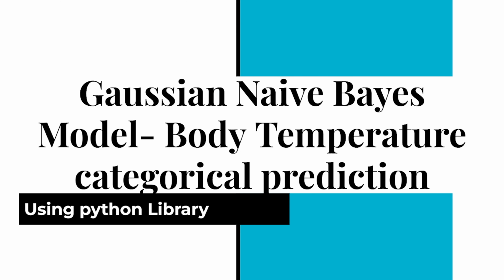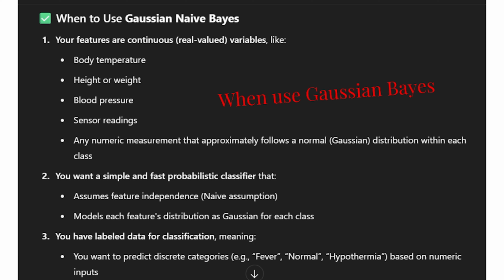Today we are going to learn about the Naive Bayes algorithm. This is another category provided by the Naive Bayes algorithm. The algorithm name is the Gaussian Naive Bayes model. We are going to predict the body temperature category, whether it is fever or normal temperature, using the Python library. Let's move to the tutorial.